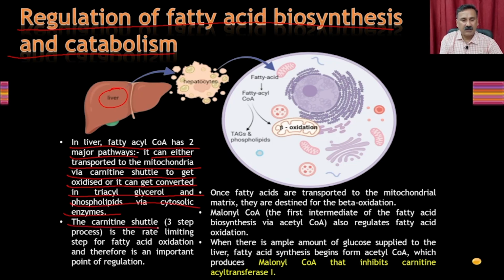The carnitine shuttle, the three-step process that we have already discussed, is the rate limiting step for fatty acid oxidation, and therefore it is an important point of regulation, which means as soon as the fatty acid enters inside the mitochondria, it is going to get oxidized, right? So the carnitine shuttle, where you are utilizing two different enzymes and the carnitine protein, is the rate limiting step, so the more fatty acid that is delivered inside the mitochondria, the more it is going to get oxidized eventually.